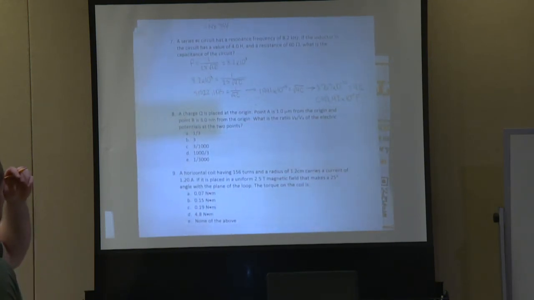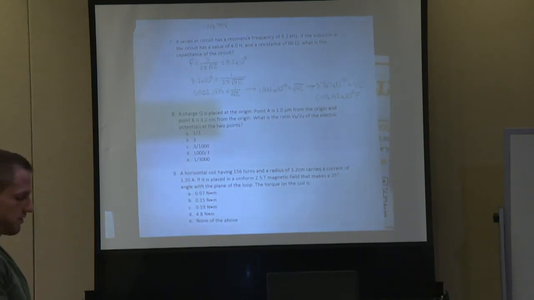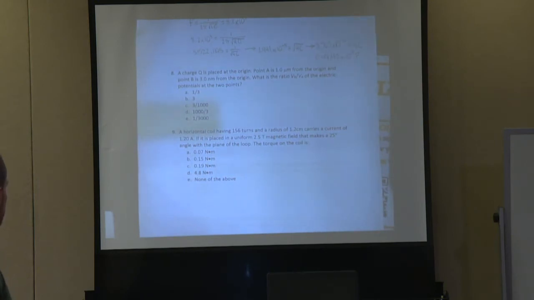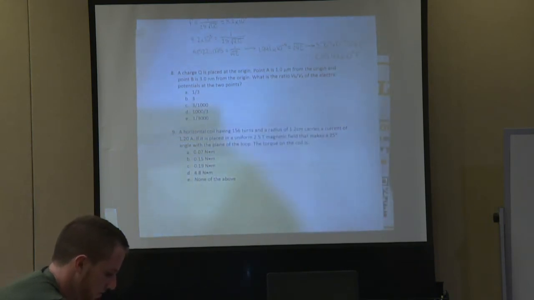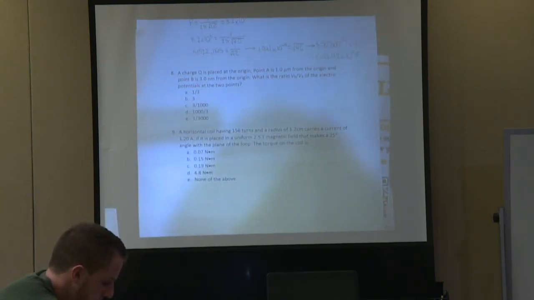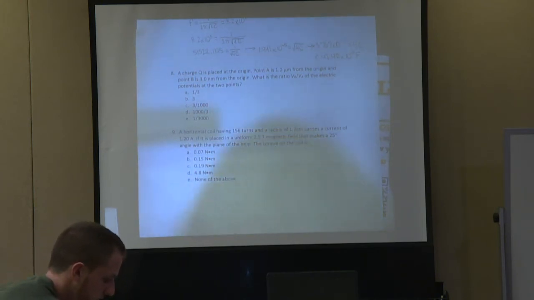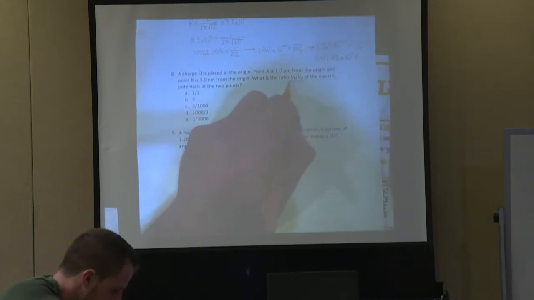That's about it for RLC circuits. Now we're going to start going into review. A charge Q is placed at the origin. Point A is 1 micrometer from the origin, and B is 3 nanometers from the origin. What is the ratio VB over VA of the electric potentials at the 2 points? So it's pretty much telling you how to solve this by giving you this ratio here.